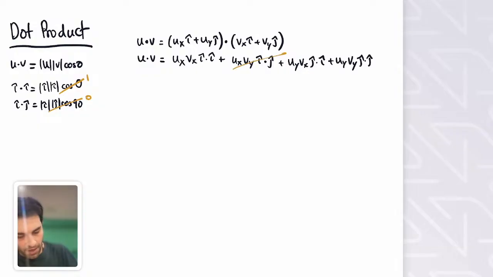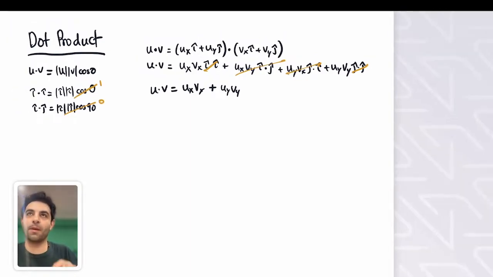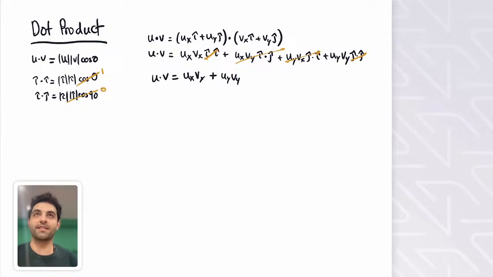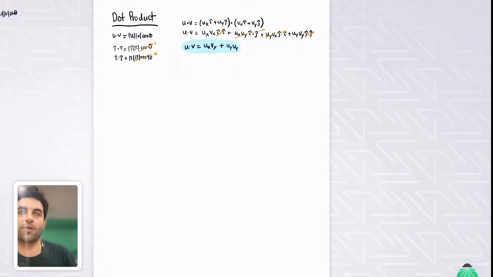Okay. Ux vx plus uy vy. That's too easy, right? That's the formula. Basically, multiply all the x's together, multiply all the y's together, add them all up. That's it. That's how you do the dot product. But then we'll try to figure out why you do it very soon. Right now, we're just showing you how you do it.